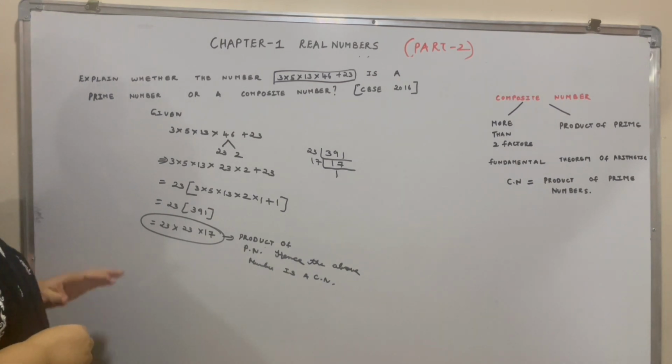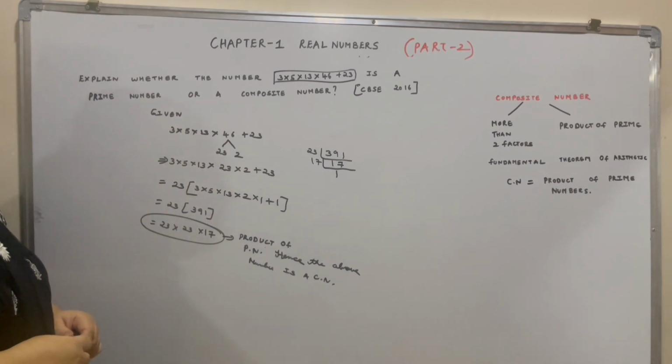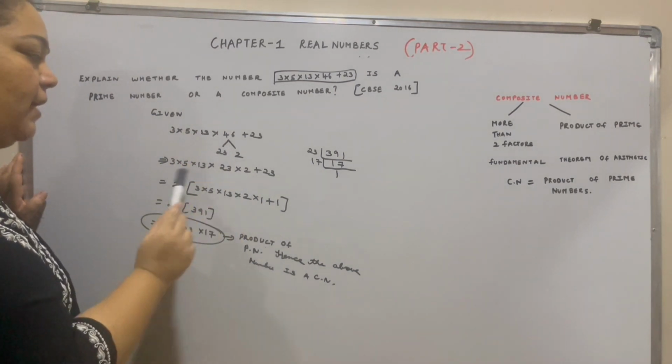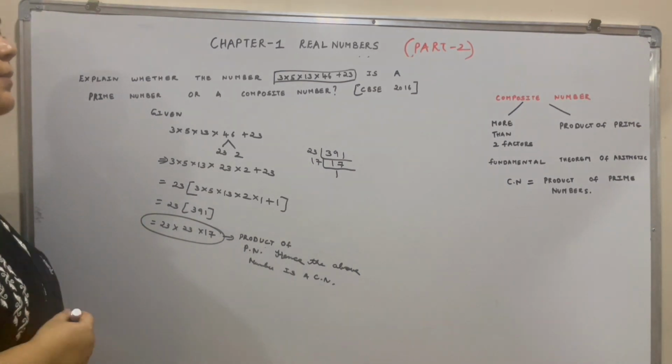We just have to prove that it's a composite number. Now we have to make the question into a product of primes. So we are splitting this and making it into a product of primes. While checking, then we can say the above number is a composite number.